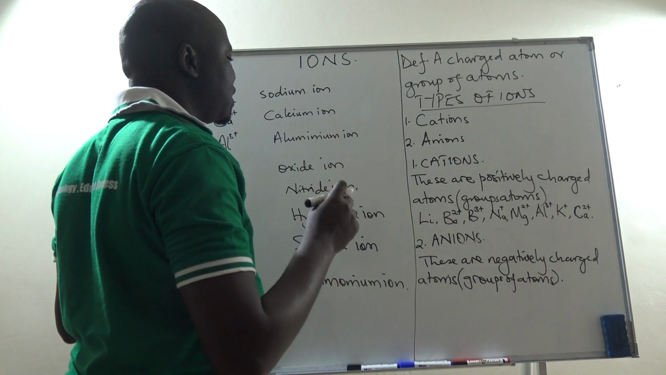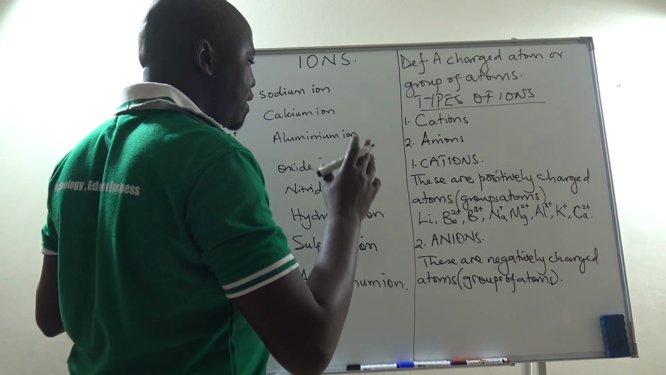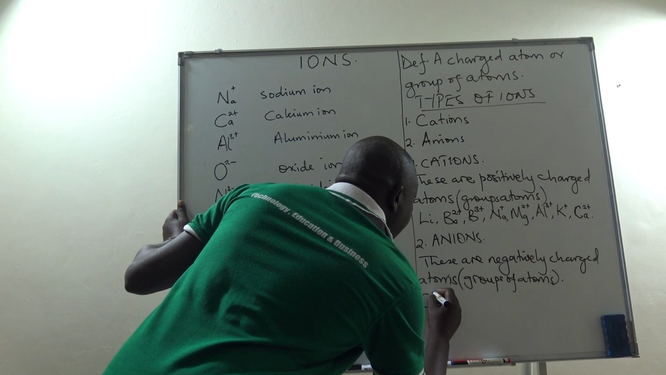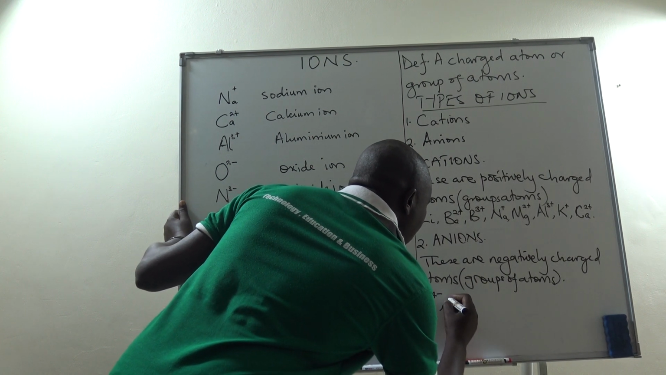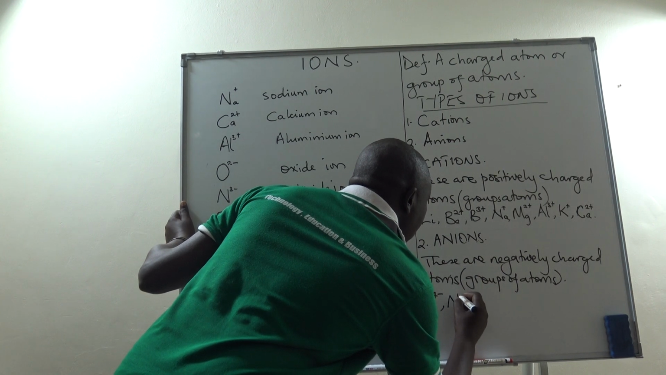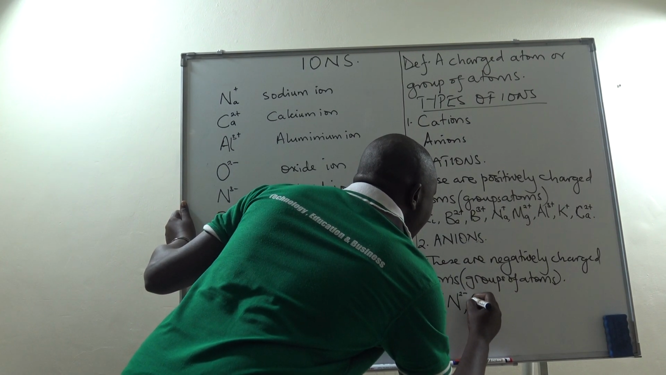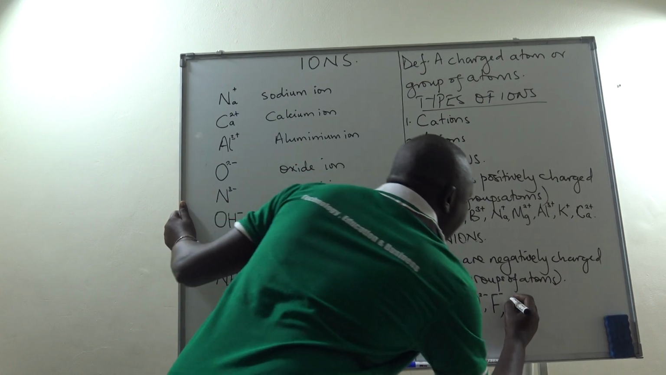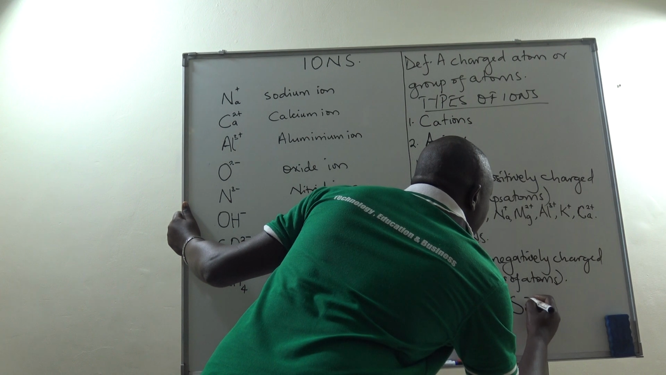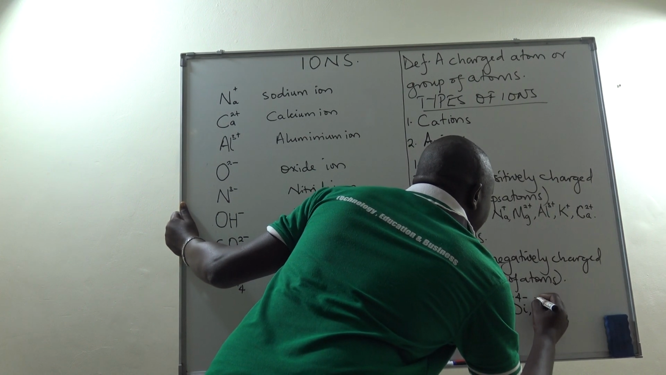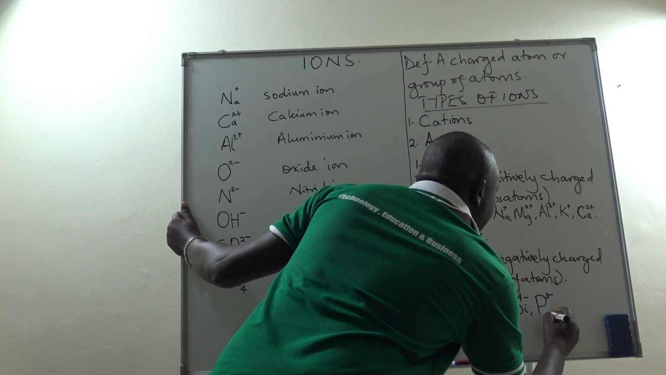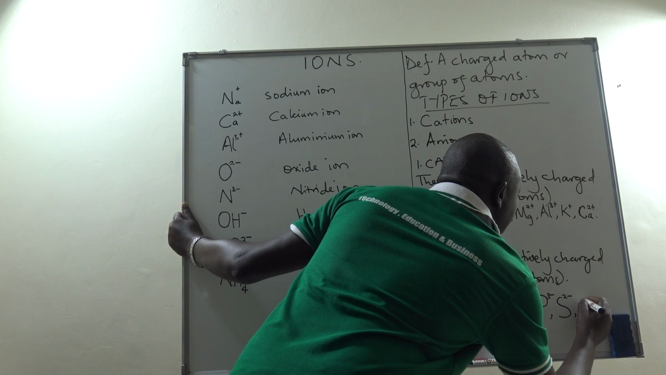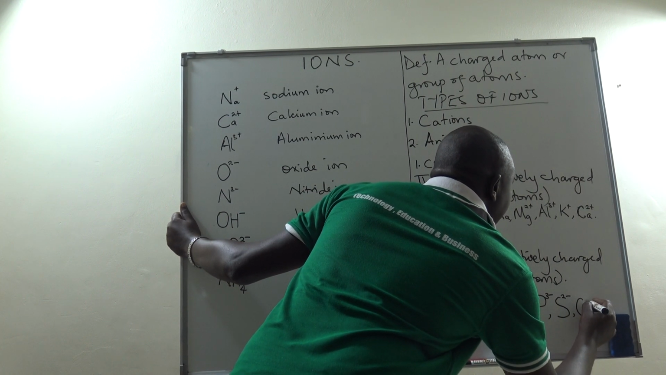Now let us look at the negatively charged atoms among the first 20 elements. The ion of carbon, which is a negatively charged ion. We have the nitride ion. We have the oxide ion. We have the fluoride ion. We have the ion of silicon, with four negative charges. We have the phosphide ion with three negative charges. We have the sulfide ion with two negative charges. We have the chloride ion among the first 20 elements.